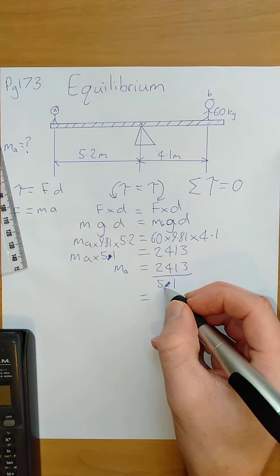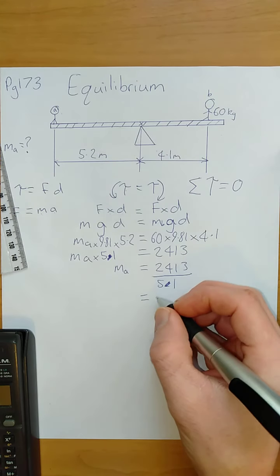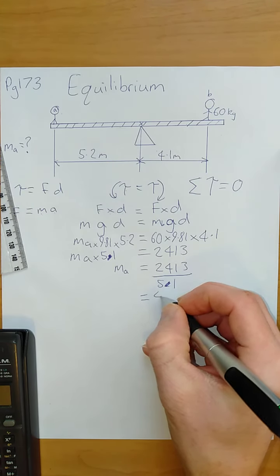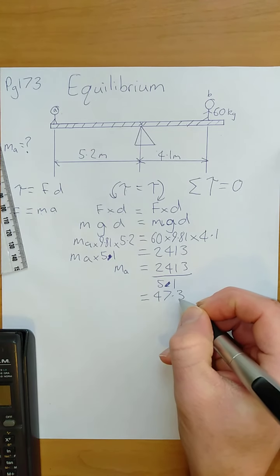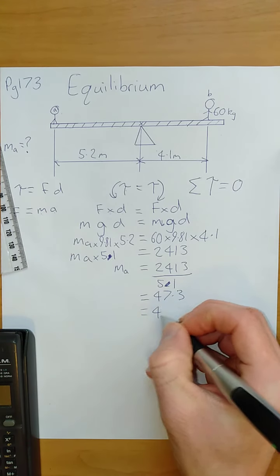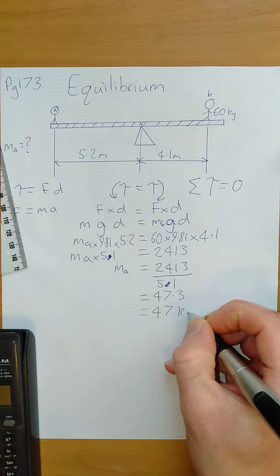Whoops, just spotted that it should be 51, not 5.1. And anyway, it gives us an answer of 47.3. And that should round to 47. And that is in kilograms.